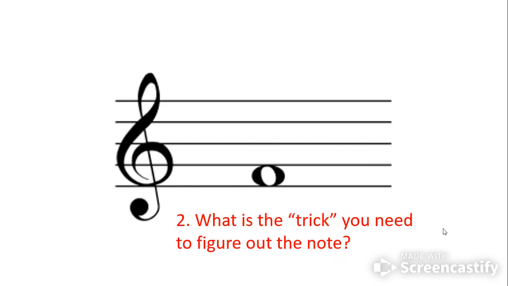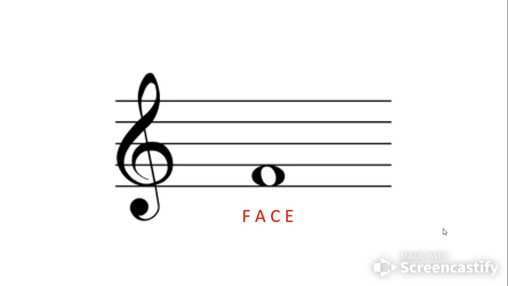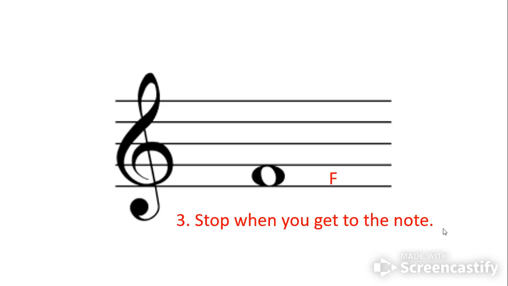So after you learn that it is on a space, do you remember the trick that you use? That's right, the word FACE. That helps you know what notes are what. So you start from the bottom and you stop when you get to the note, spelling out the word FACE. This one was particularly easy because it was on the first space, so there you go, you got F.